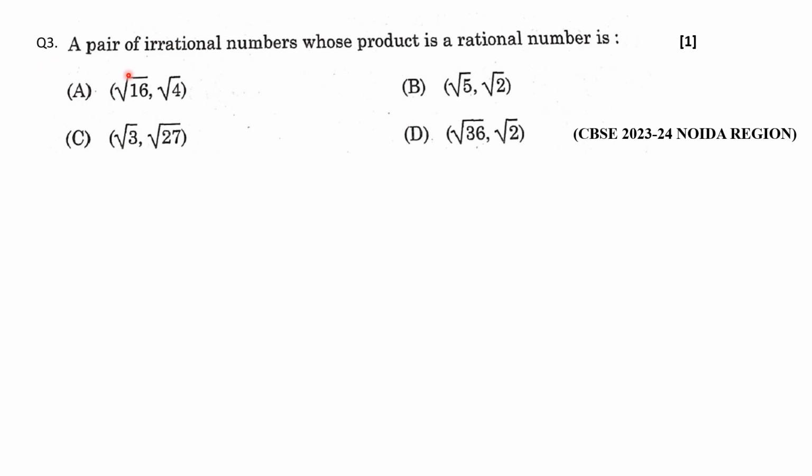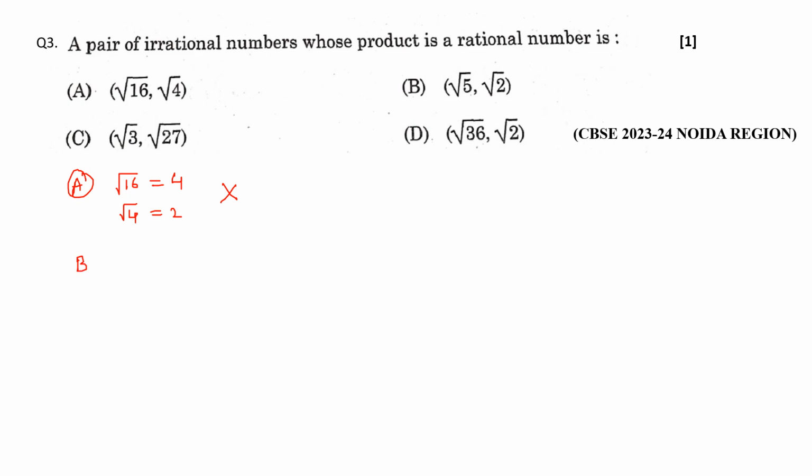Question number 3. A pair of irrational numbers whose product is a rational number is. So you have to find the option where two irrational numbers are given, and when you multiply it, you are going to get a rational number. So if I see the first option, option A, root of 16. Okay, root of 16, I know the value is 4. And root of 4, the value is 2. And 4 and 2 is not an irrational number. They are rational number, right? So A is not the correct option.